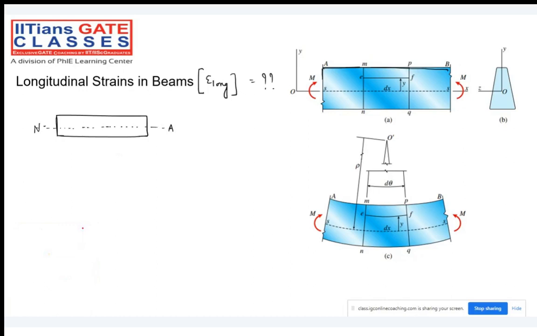You can consider two sections being applied. Suppose there is a hogging bending moment, and I'm taking a section. Let's suppose I'm taking point A here, point B here. This will be the EF. This will be my C dash and D dash, and I'll be taking my fiber.